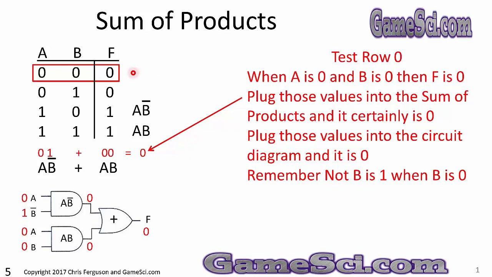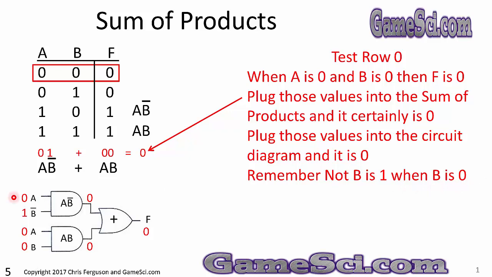Let's do it. For each line of the truth table, let's see if this circuit and this Boolean algebra expression produce the same result. When A is 0 and B is 0, F is 0. Plug the values into the sum of products and it certainly produces a 0. Plug the same values into the circuit and it produces a 0.